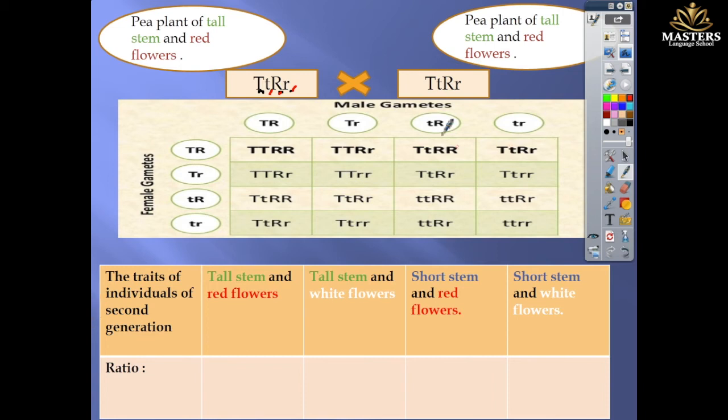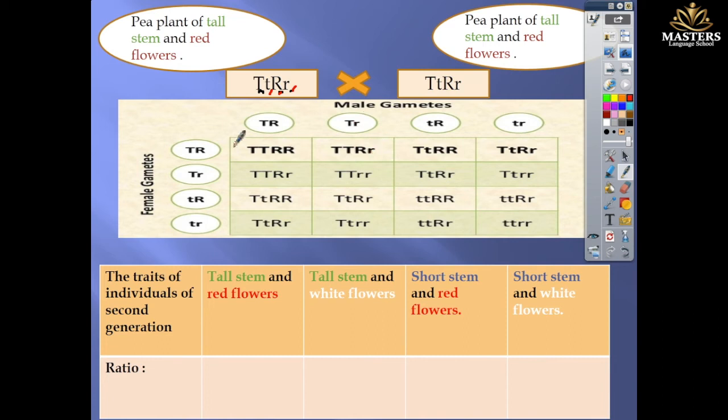Okay? After that, what will we do? We will take the first female gamete with the first one of the male gametes. So it will be C capital, R capital, C capital, R capital. And the first one of the female gametes with the second one of the male gametes. So it will be C capital, R capital, C capital, R small.